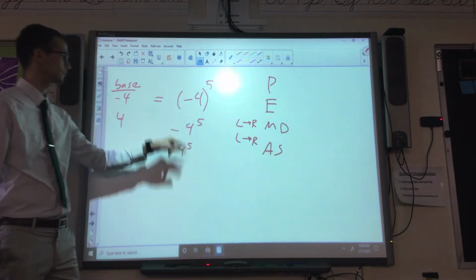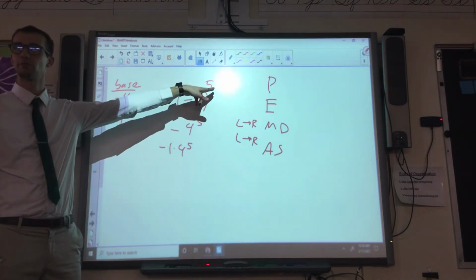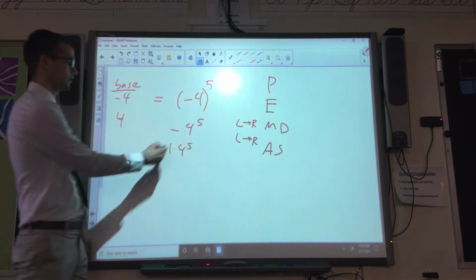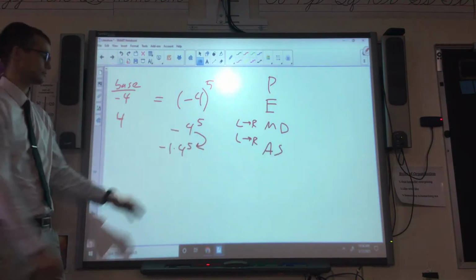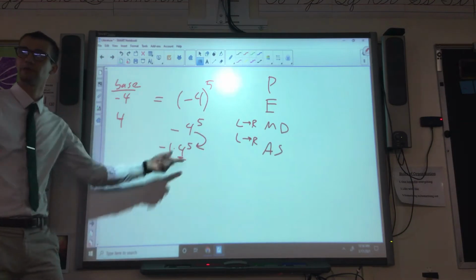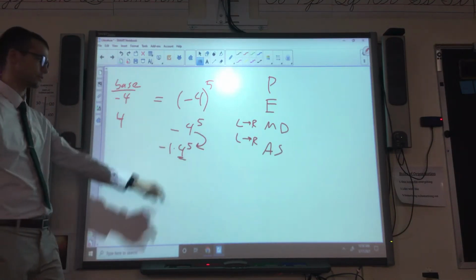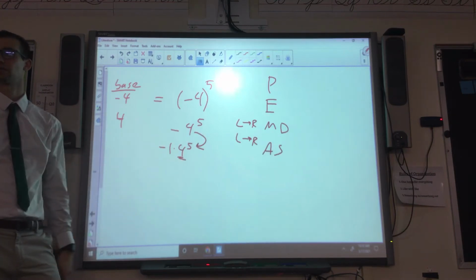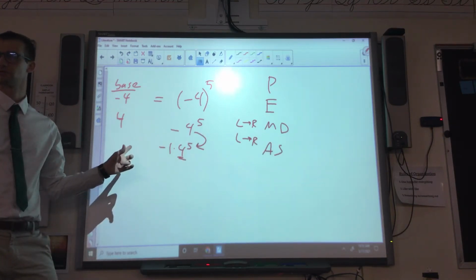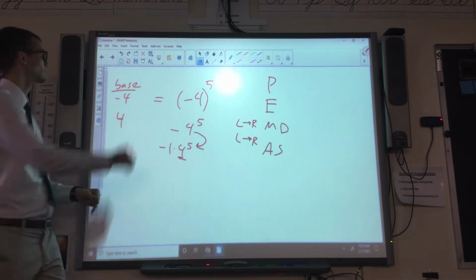Order of operations, exponents come first here. Here, this is essentially the same thing, and 4 is the base, not negative 4, because you have to do the exponents before you do the multiplication times negative 1. Make sense? Okay.